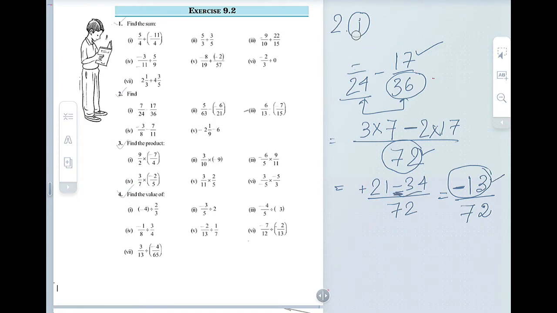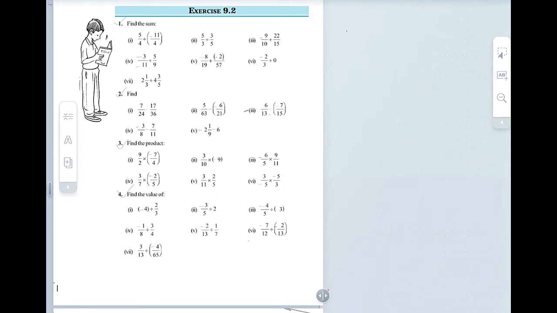Let us come to the next question. The last sum of question number 2, minus 2 whole 1 by 9 minus 6. Here you have to understand, these two numbers have minus signs before them. So definitely we will get a minus sign and these two numbers will be added, as I have already told. In this way we will do.